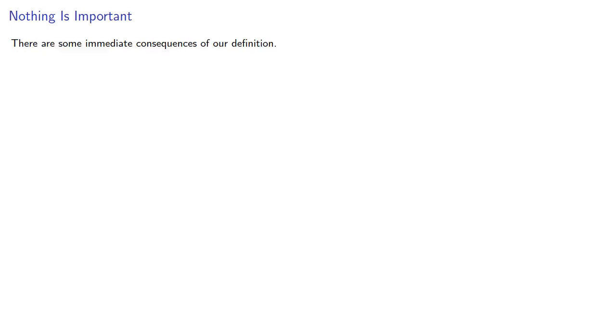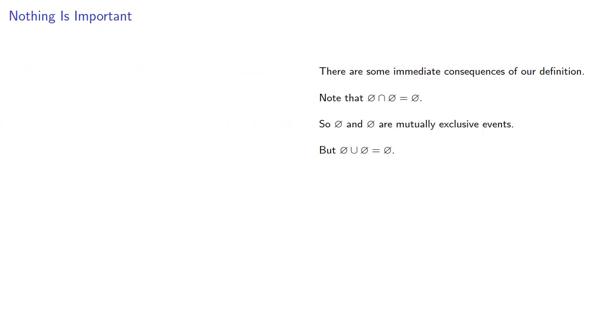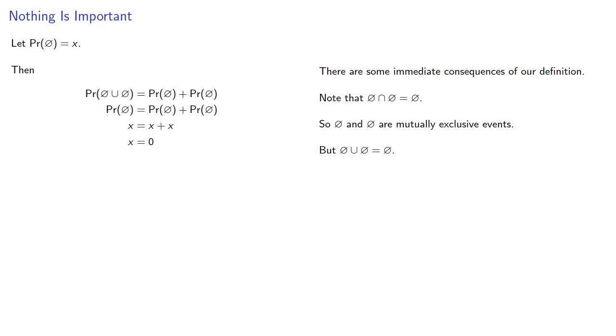Now let's go through some immediate consequences of our definition. So first, note that the empty set intersected with the empty set is the empty set. And so by definition, the empty set and the empty set are mutually exclusive. But their union is also the empty set. Now, this seems to be a lot about nothing, but it does have a point. Let the probability of the empty set be some real number x. Then the probability of their union, because they're mutually exclusive, is the sum of the two probabilities. But the union is just the empty set, and so now I have an equation that tells me x equals 0.